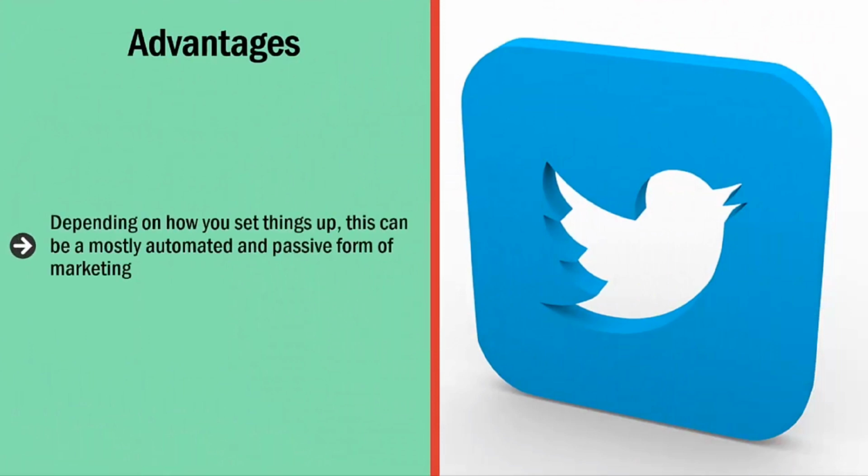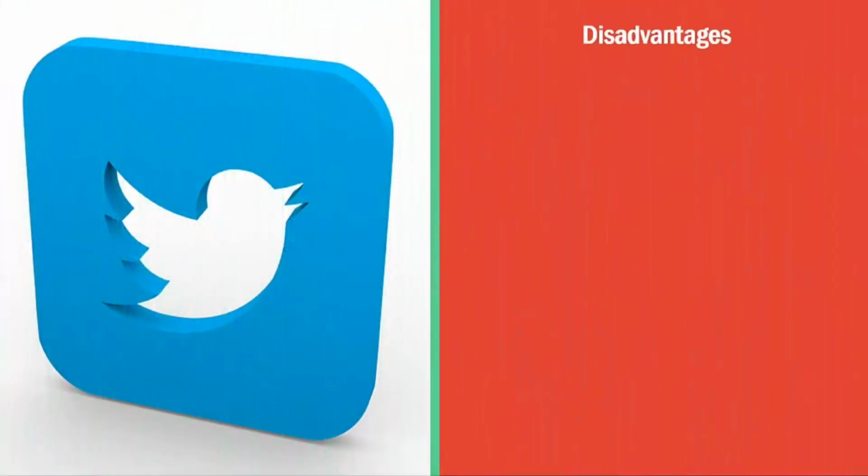Advantages. Depending on how you set things up, this can be a mostly automated and passive form of marketing. Another advantage to this technique is that you get to target your niche precisely using hashtags that you reverse engineered from your competitors. Disadvantages. The big disadvantage to this method is that traffic can vary quite a bit.